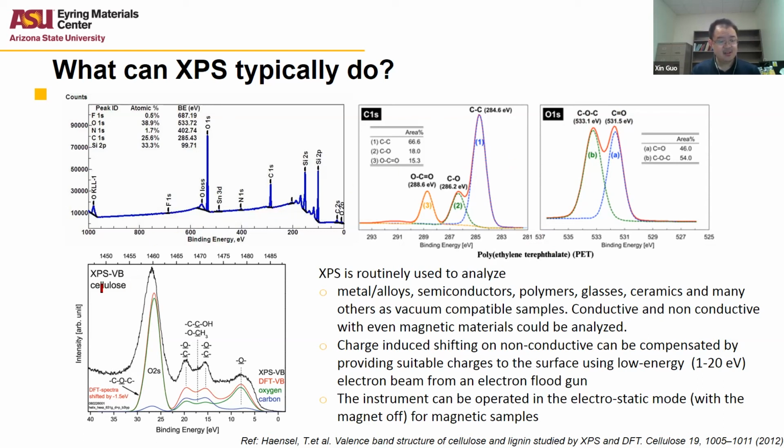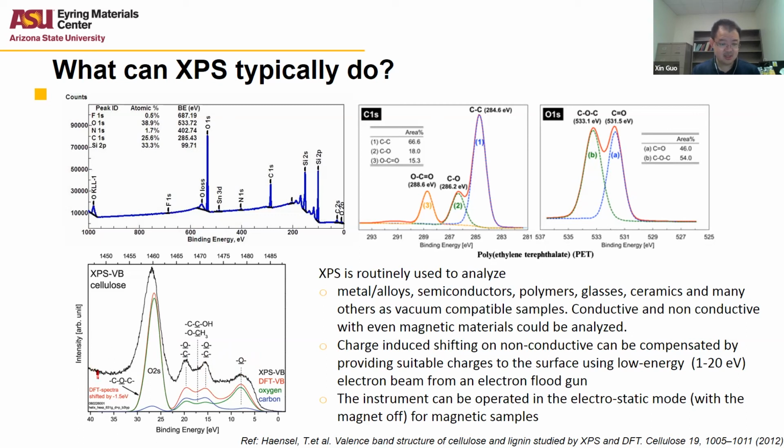So not only that, we can also see the valence band measured by XPS. Here comes an example of the valence band measured by XPS for cellulose. As we can observe here, the black curve is the curve measured by XPS. The first peak around 7 eV is mainly contributed by oxygen 2p. The peaks between 15 and 20 eV are contributed by both carbon and oxygen. And the last peak with the largest intensity is mainly contributed by oxygen 2s.